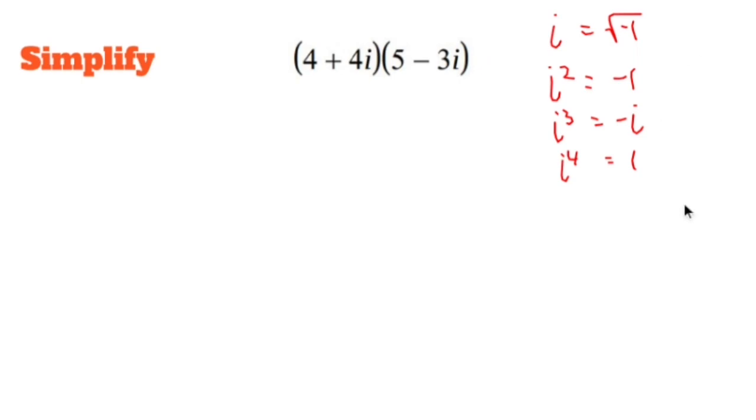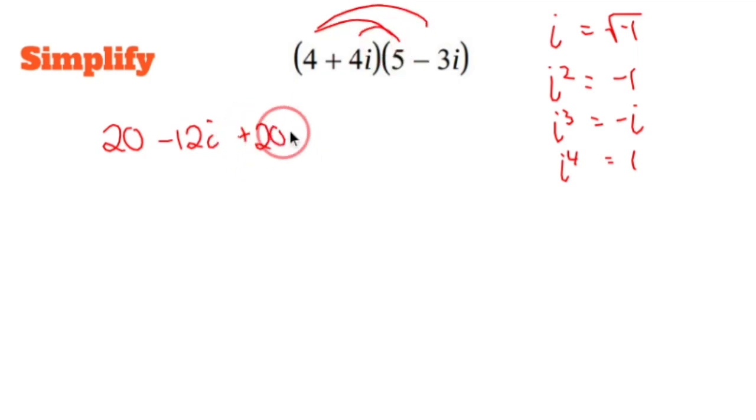And then everything just repeats itself. So what I'm going to do is I'm going to FOIL. So 4 times 5 is 20. 4 times negative 3i is negative 12i. 4i times 5 is 20i. And 4i times negative 3i is negative 12i squared.